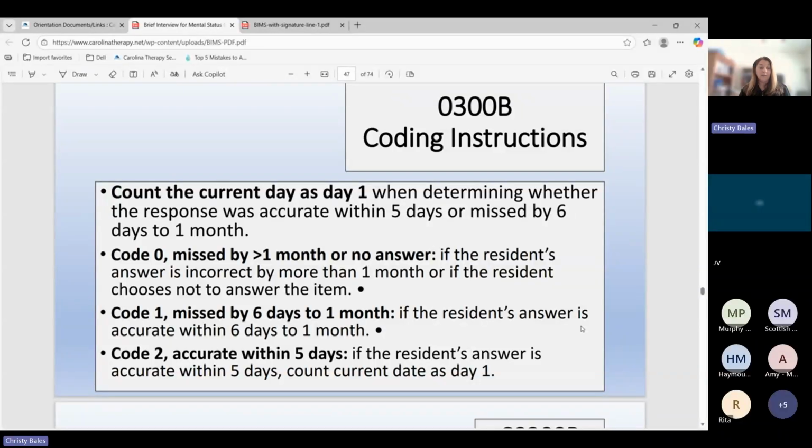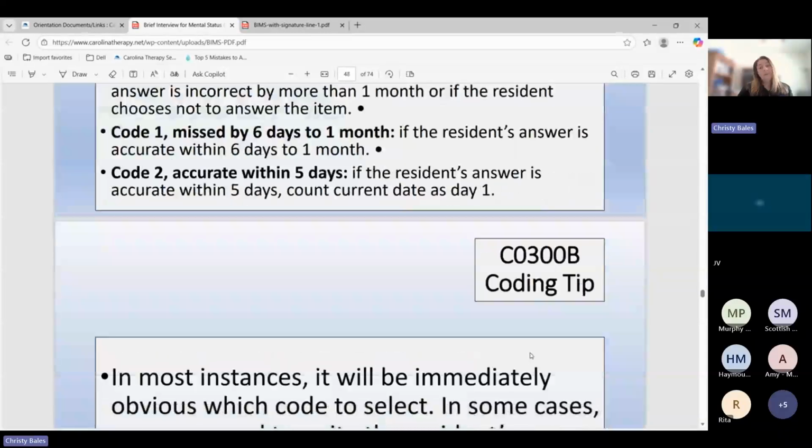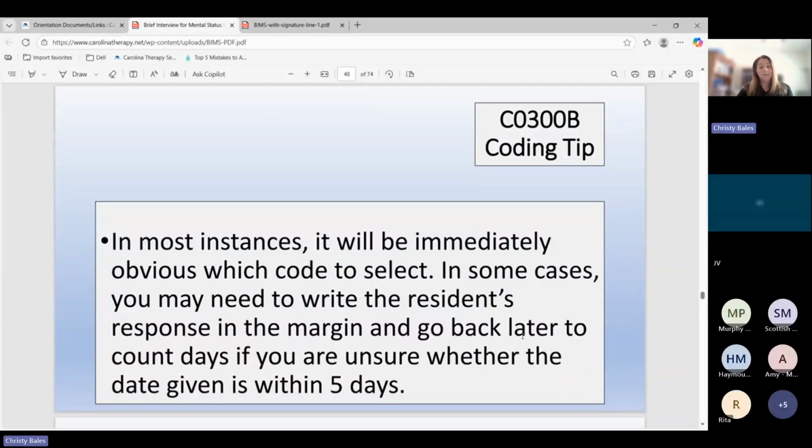If the resident's answer is accurate within 5 days, count the current date as day 1. So we're going to do some of these. These are, I don't know, the speech pathologist in me really gets a little upset about these. So just going to say, in most instances, it will be immediately obvious which code to select. In some cases, you may need to write the resident's response in the margin and go back later to count the days if you are unsure whether the date given is within 5 days.